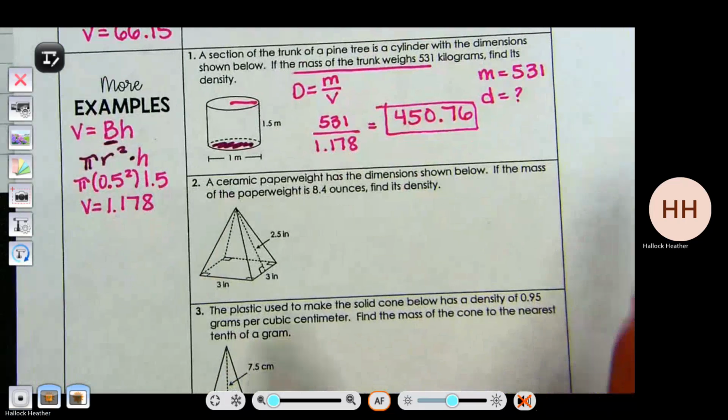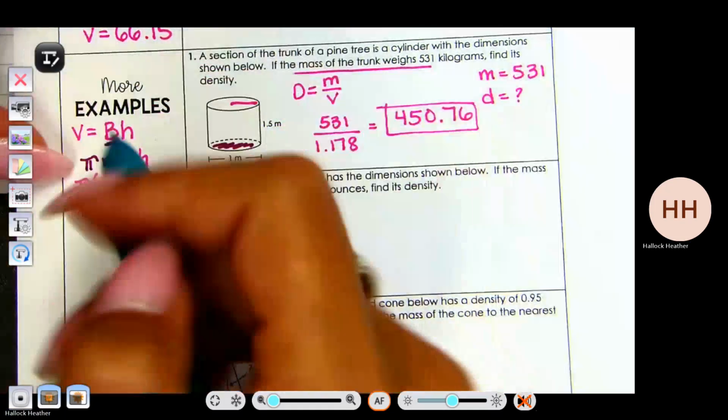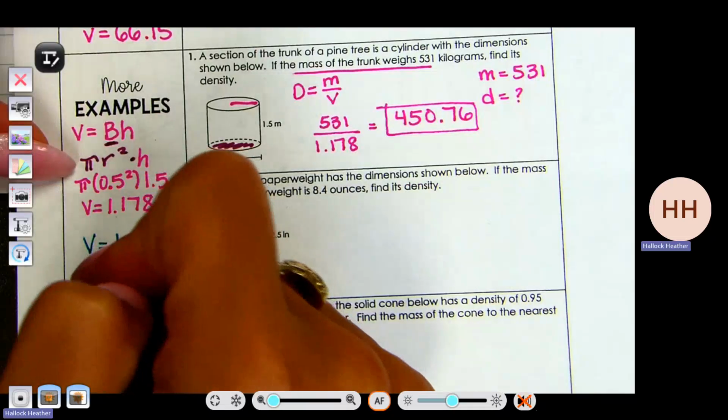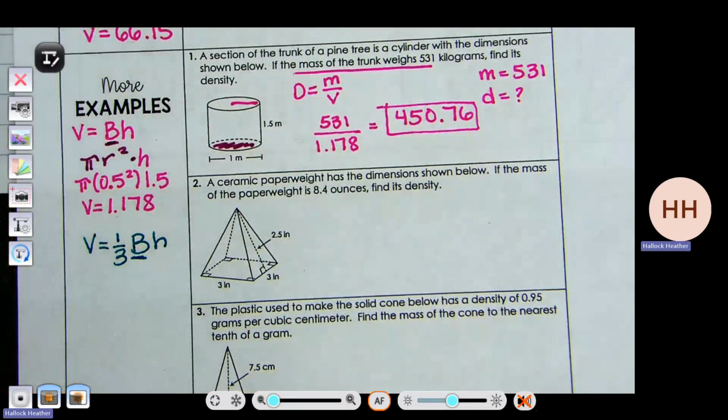Number 2. What shape is this? It's a pyramid, like in Egypt. Okay. So look at your formula sheet. What's your formula for a pyramid? 1/3 big B H. Your base is not a circle. So I'm not using pi r squared. What am I going to use?